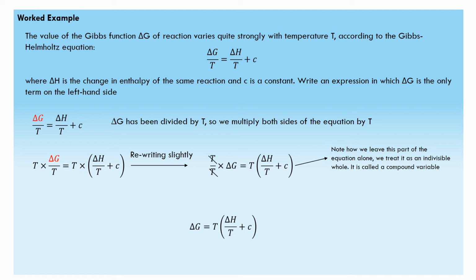Now there's a little note there about how we leave the part in brackets, the delta H over T plus C, we leave that alone. And we're treating that as something we call an indivisible whole in this equation, or a compound variable. So it appears in brackets, we don't need to touch it. We can treat it as a whole.